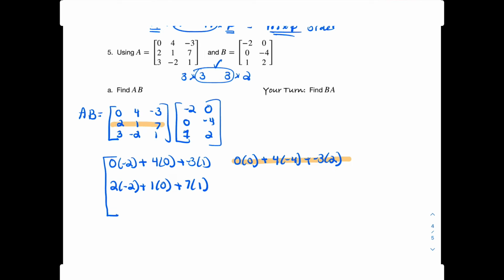Now to find my second row, second column result, I'm going to move over and down. So I'm going to take 2 times 0 plus 1 times negative 4 plus 7 times 2. And that sum will be my second row, second column answer.